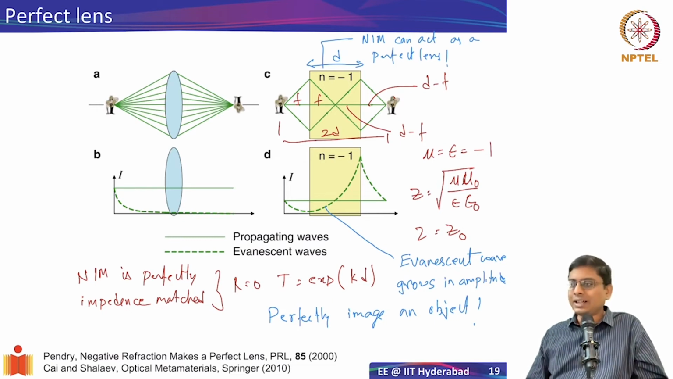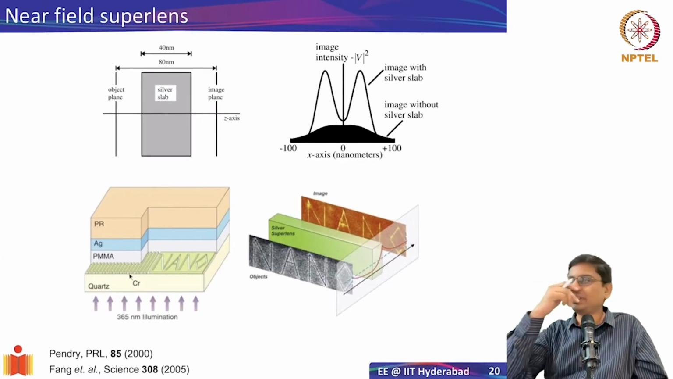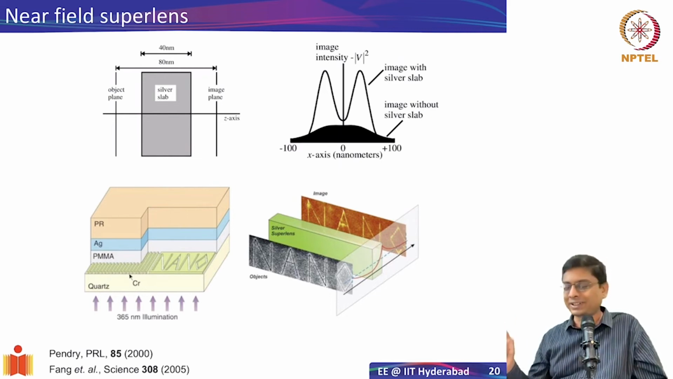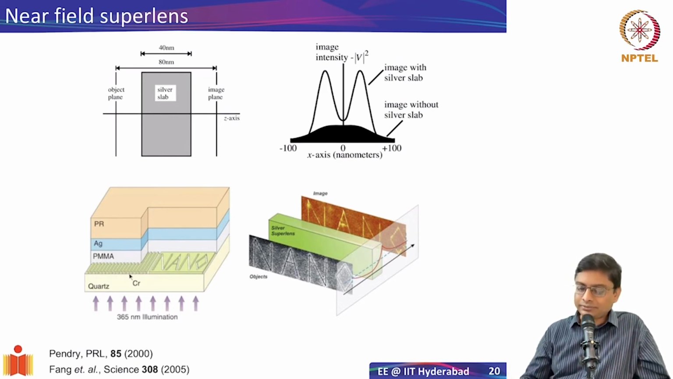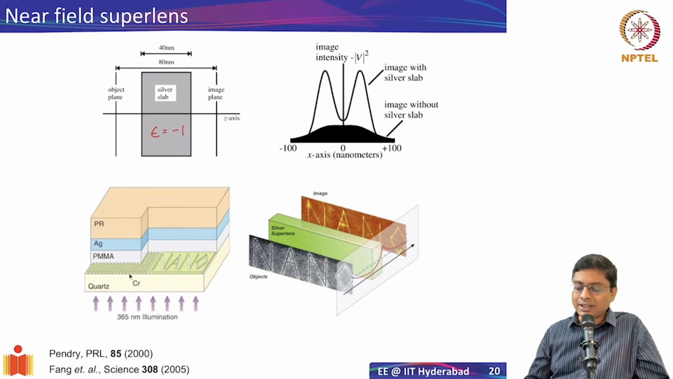All right. And Pendry also recognized the limitations of the perfect lens, and so he made one more proposal, what he called a near field super lens, or a poor man's perfect lens. That's what he said. So what he said was, okay, fine, a perfect negative index medium is ideal, but it's not possible. So even if you take just a medium with epsilon equal to -1, a silver slab, and I place that, and I have an object and then an image at some distance, let's say d.